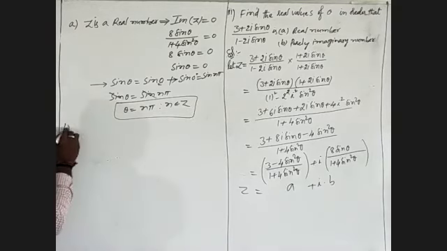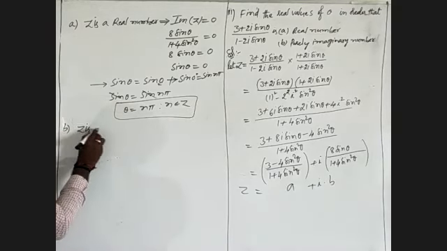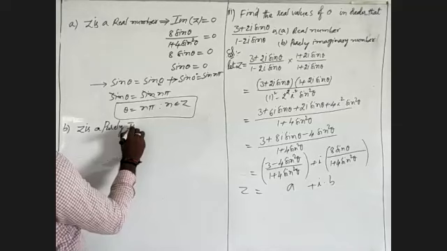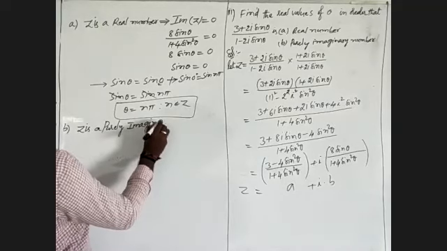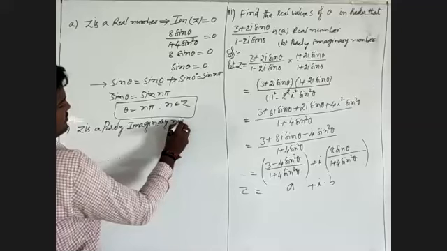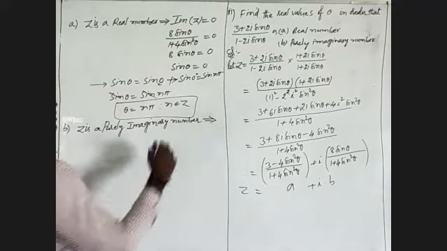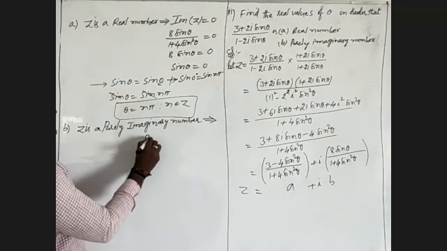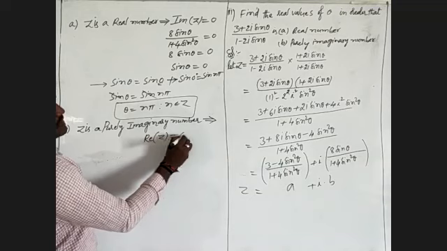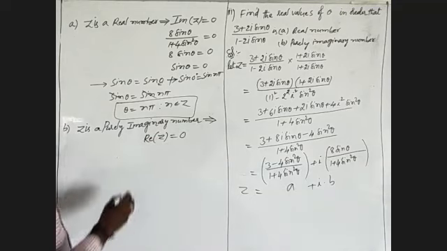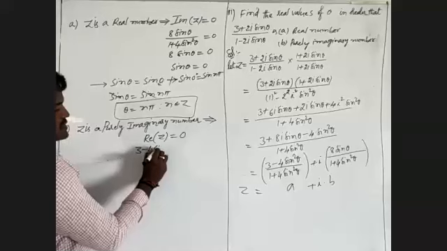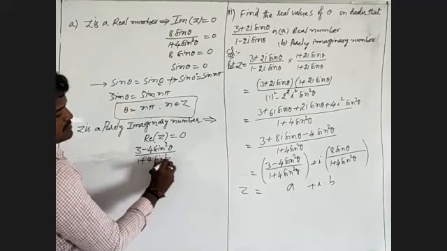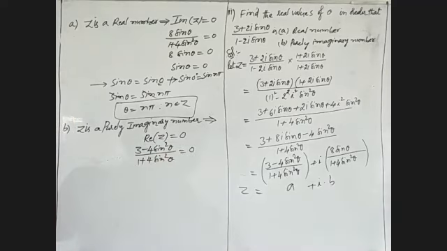Next we take the second condition: z is a purely imaginary number. Where z is purely imaginary, the real part will be equal to 0. That means the real part of z must be equal to 0. The given real part is 3 minus 4 sin square theta by 1 plus 4 sin square theta, which must be equal to 0. 0 times any value is 0.